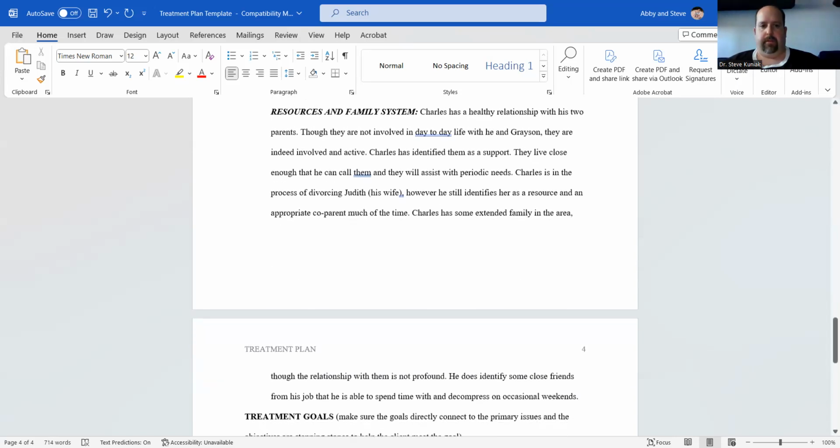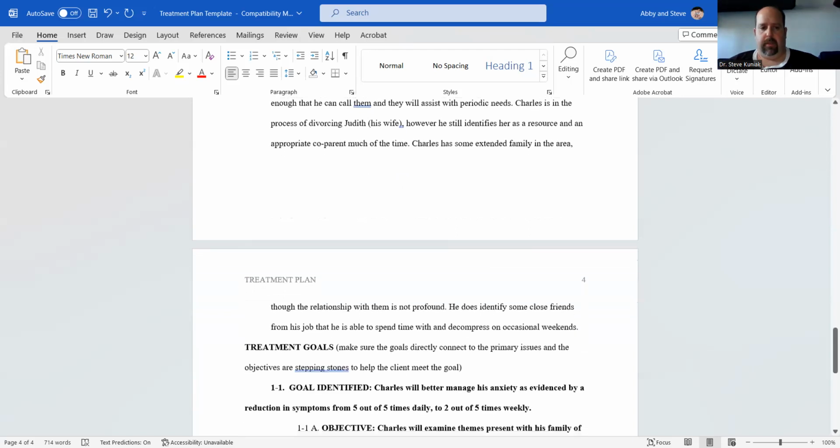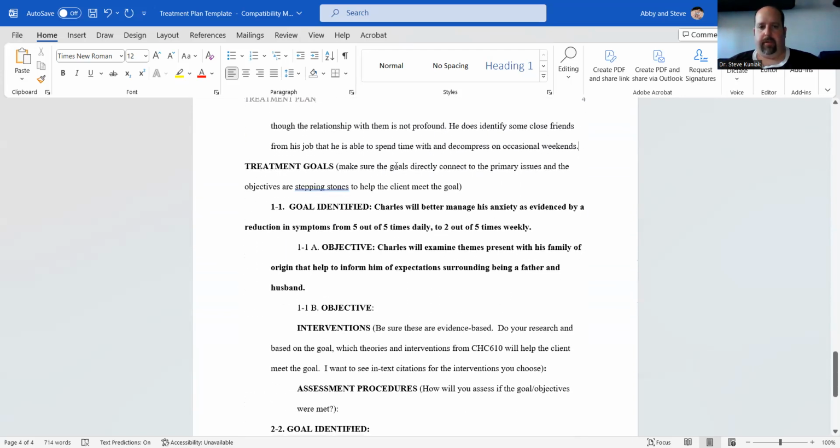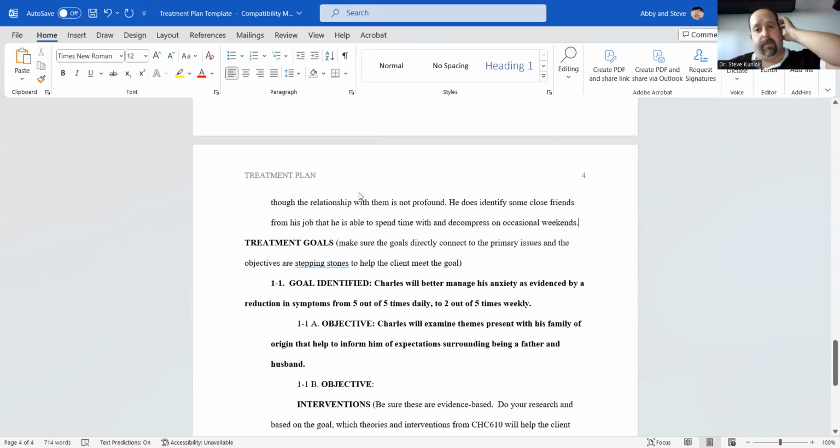So there's resources and family systems. Okay, and then we get into treatment goals. Make sure the goals directly connect to the primary issues, and the objectives are stepping stones to help the client meet those goals. That is something that I will check.